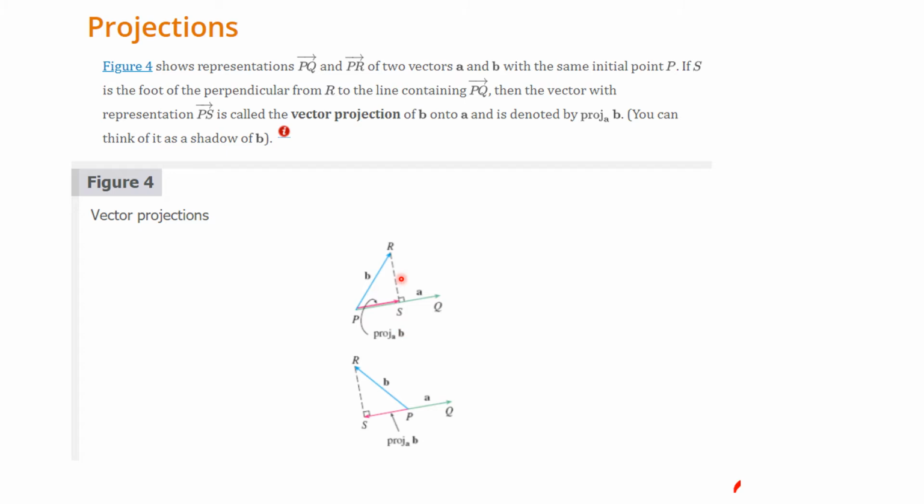If S is the foot of the perpendicular from R to the line containing PQ, then the vector with representation PS, this shorter one, is called the vector projection of B onto A, and is denoted by projection of B onto A. You can think of this as the shadow of B, and we have this picture. Note that this could also be in the opposite direction of A if the angle between the two vectors is obtuse.